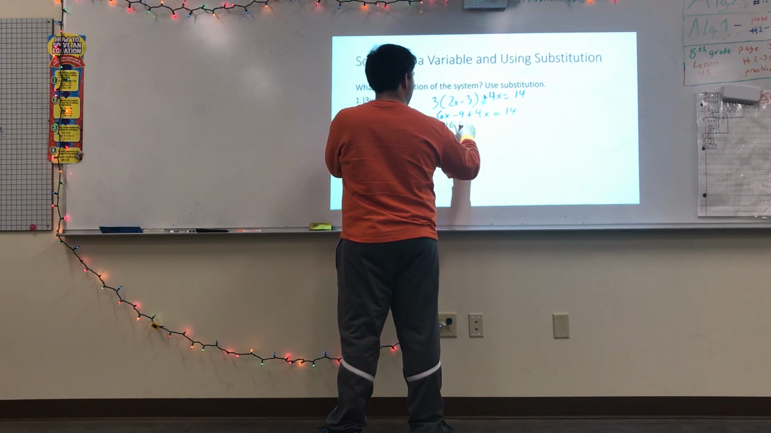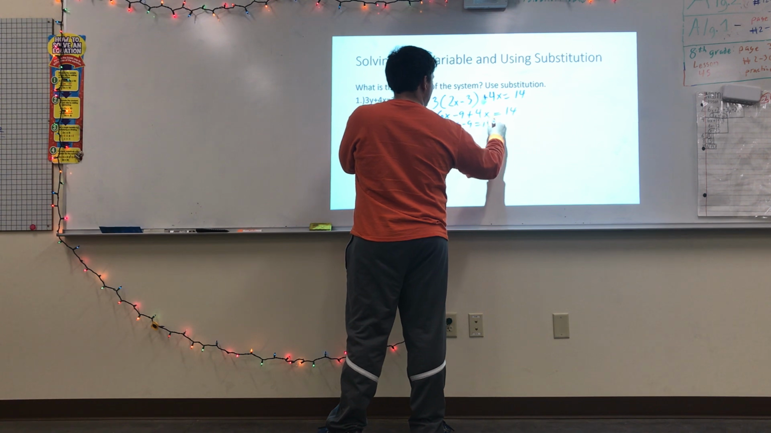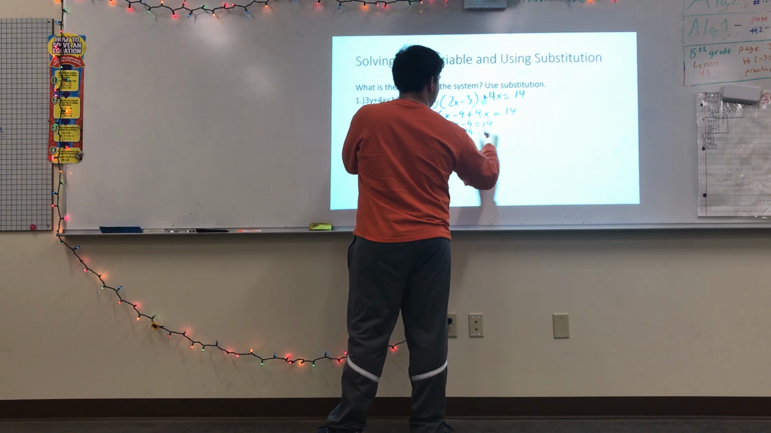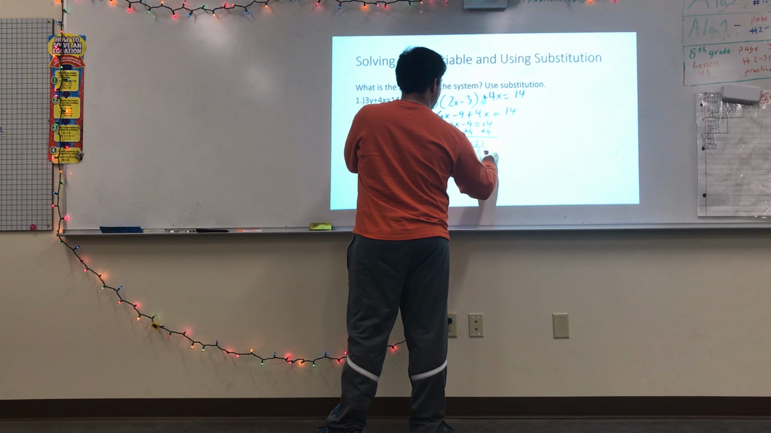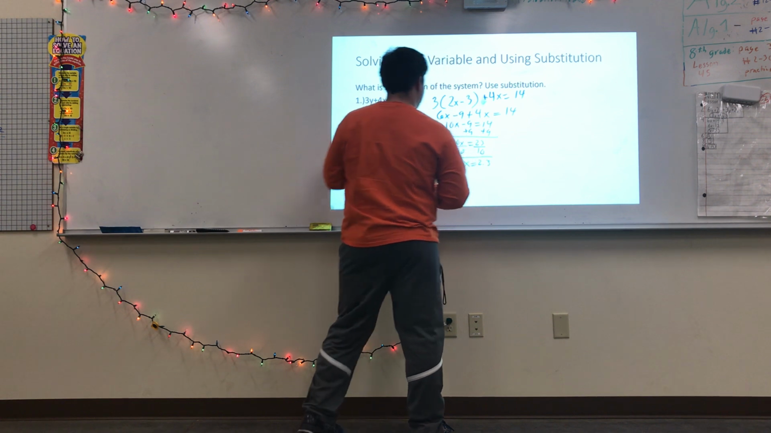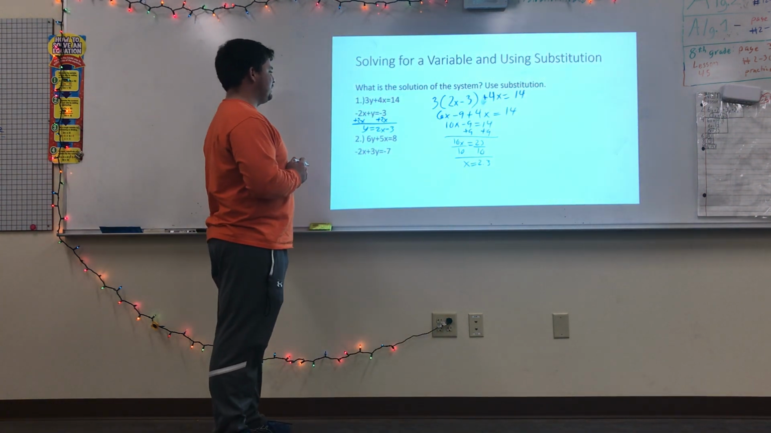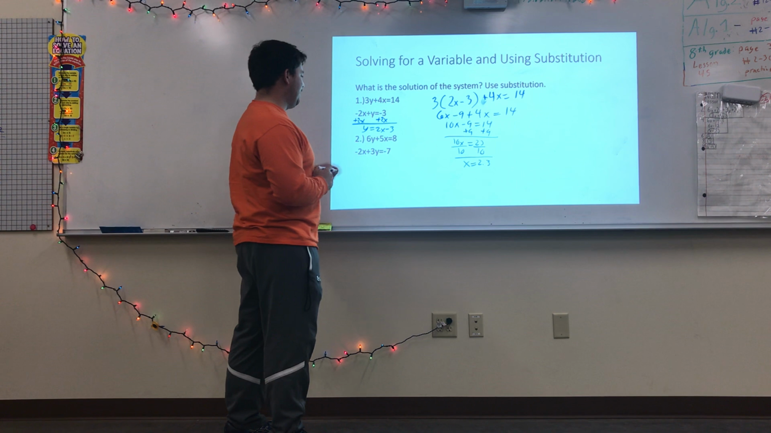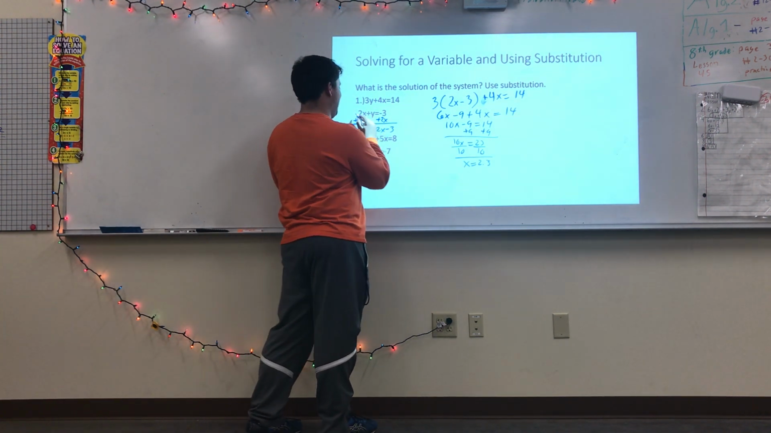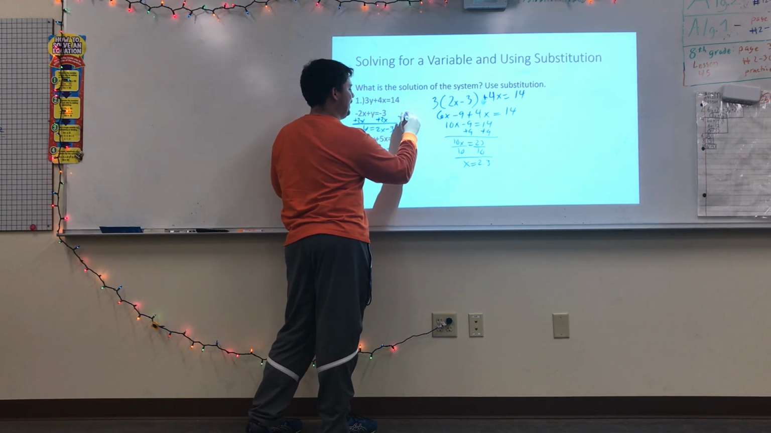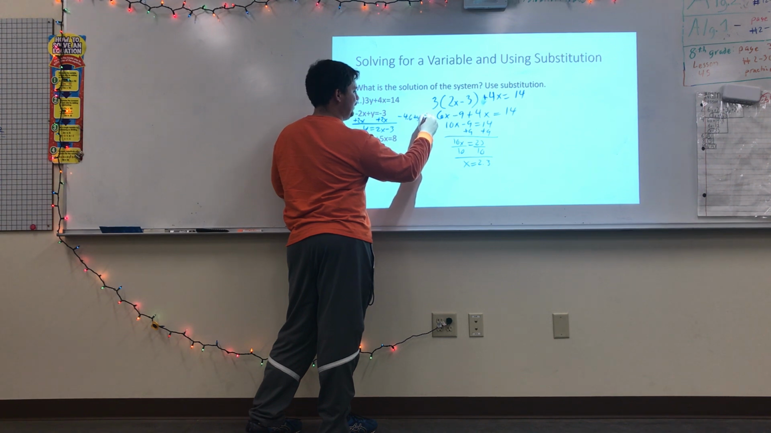So I'm going to end up with 10x minus 9 equals 14, plus 9, plus 9, you're going to get 10x equals 23. Divide by 10, divide by 10, x equals 2.3. Okay, now I have to sub that back into one of these. I'm probably going to go into this one. You're going to get 2.3 times negative 2, which is going to give me a negative 4.6, plus y equals negative 3.